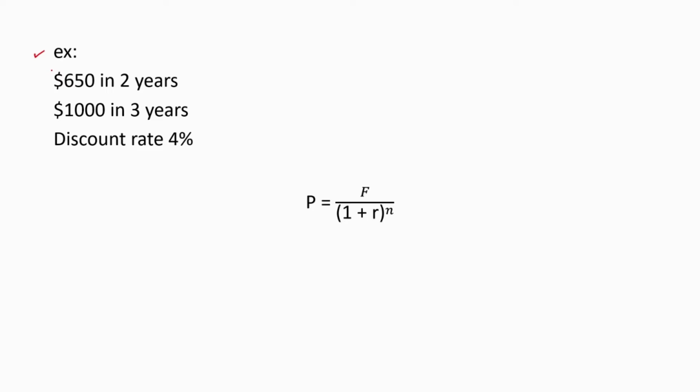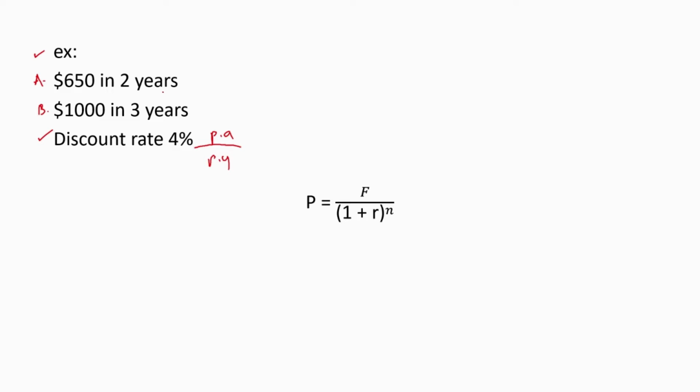Now let's do this example. This is where we discuss how we use discounting in real life. Look at these two options. This is option A, this is option B. Option A says $650 in 2 years, which means in 2 years' time you will receive $650. Option B says $1,000 in 3 years, which means you will receive $1,000 in 3 years. The discount rate is given as 4%. Even though there is no term after this percentage value stating per annum or per year, it will automatically be a per annum rate.